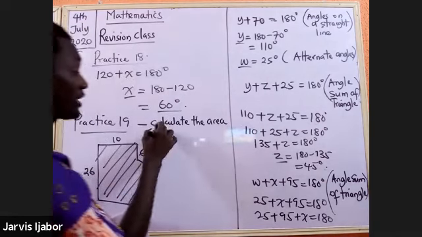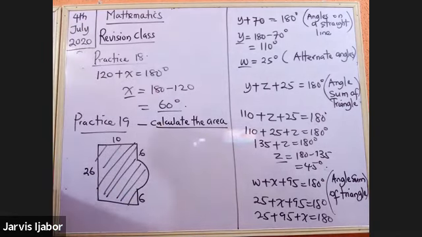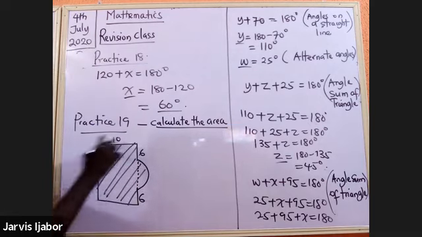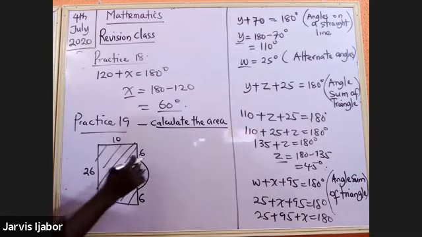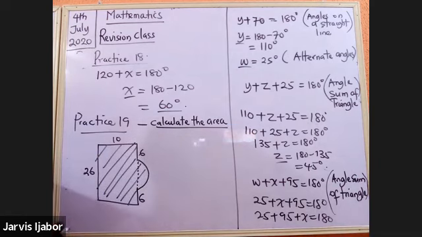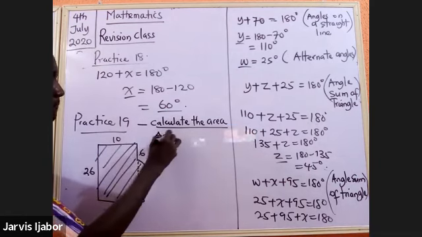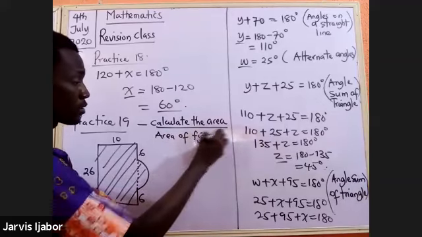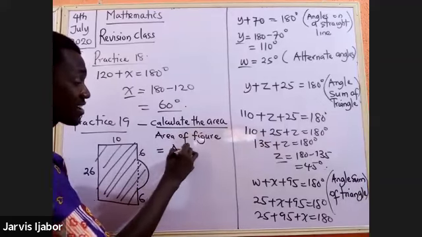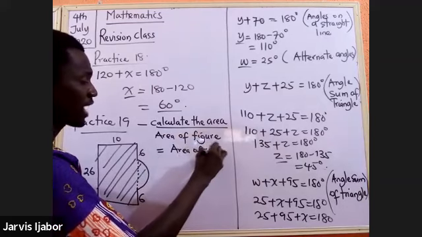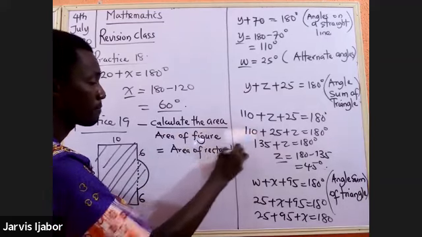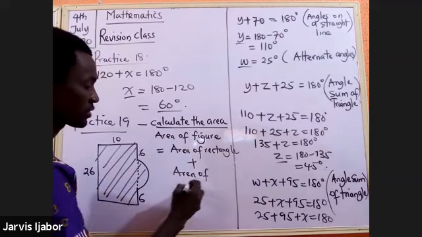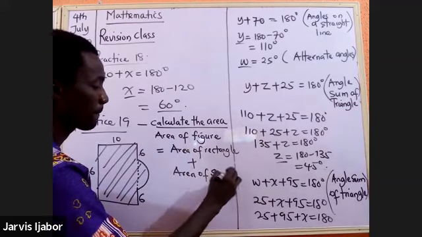Now, how do you calculate the area of this kind of figure? You will need to break it. You're going to have a rectangle plus a semicircle. So area of figure will be equal to area of rectangle plus area of what? Semicircle.